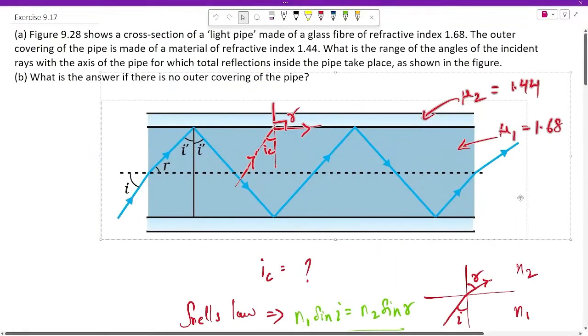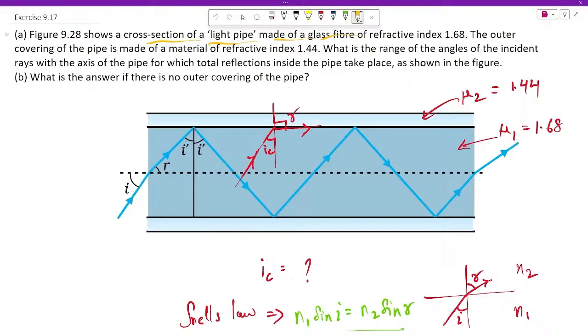The question is saying that figure 9.28 shows a cross section of a light pipe made of a glass fiber of refractive index 1.68. The outer covering of the pipe is made of material of refractive index 1.44. What is the range of the angle of incident rays with the axis of the pipe for which total internal reflection inside the pipe takes place, as shown in the figure? What is the answer if there is no outer covering of the pipe?